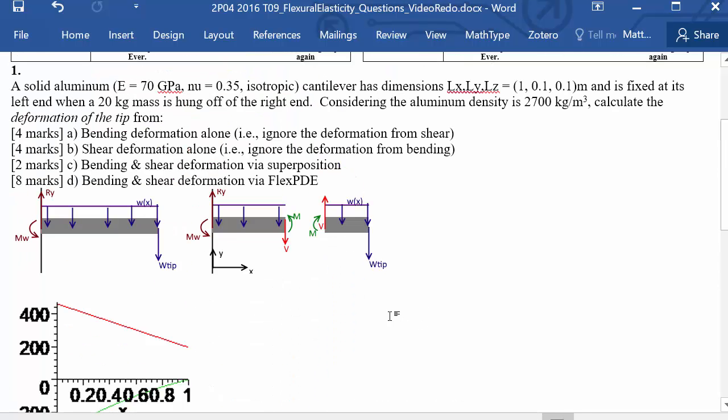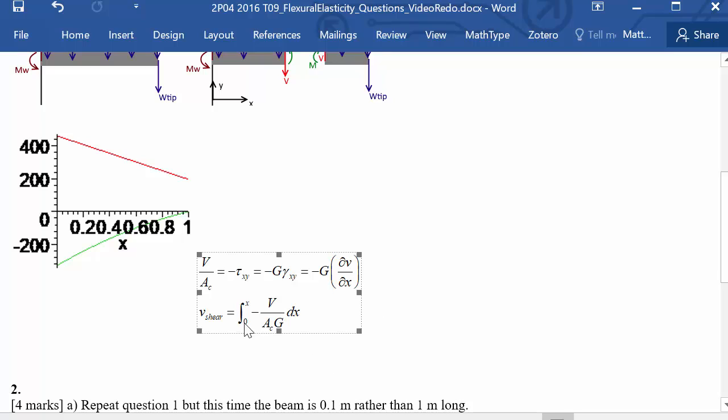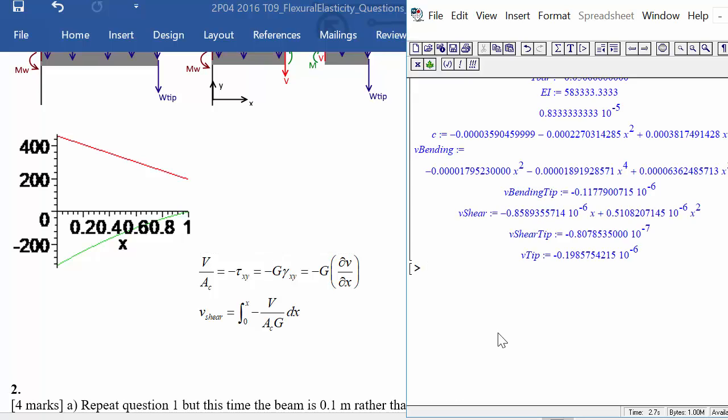That means as you make the beam 10 times longer, the moment deformation at the tip will go up by a factor of 10 cubed, like a factor of 1,000, whereas the shear will only go up by a factor of 10. And that's kind of what we saw, right? So the shear deformation is now 0.1 microns, whereas before it was on the order of 1 micron, and the moment is now 0.1 microns, whereas before it was 0.1 millimeters.